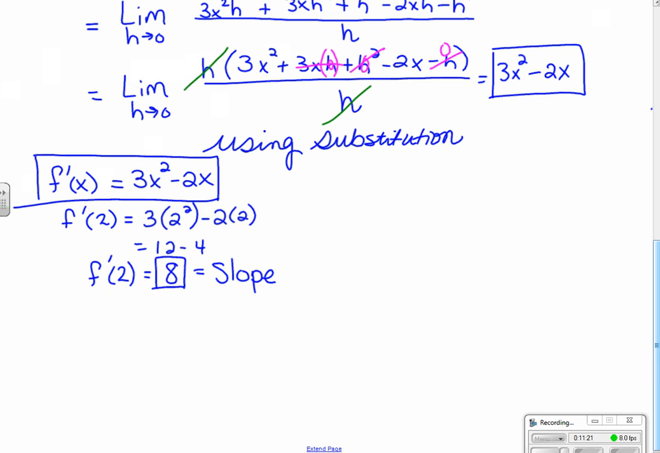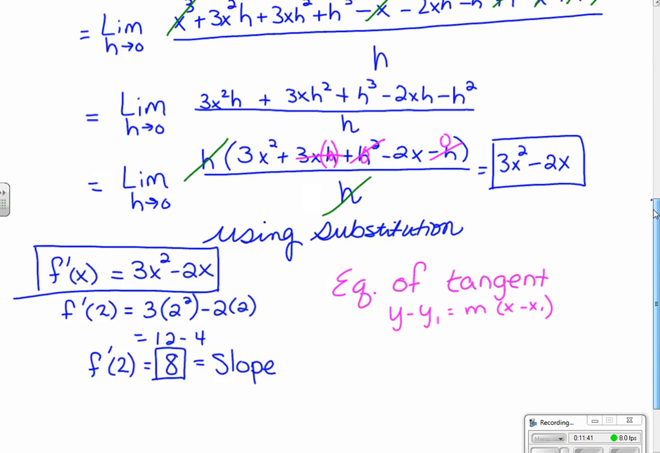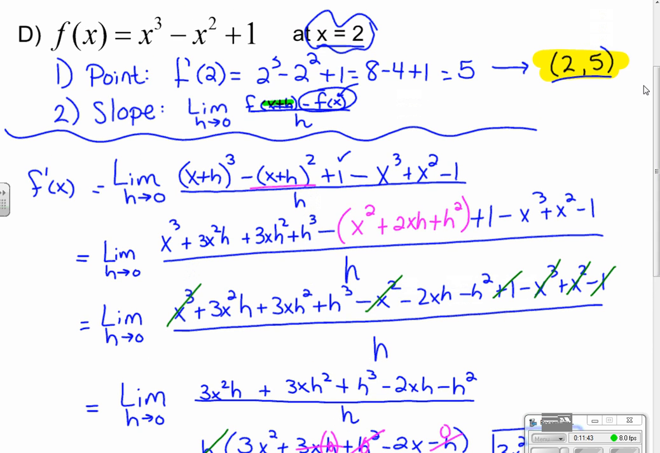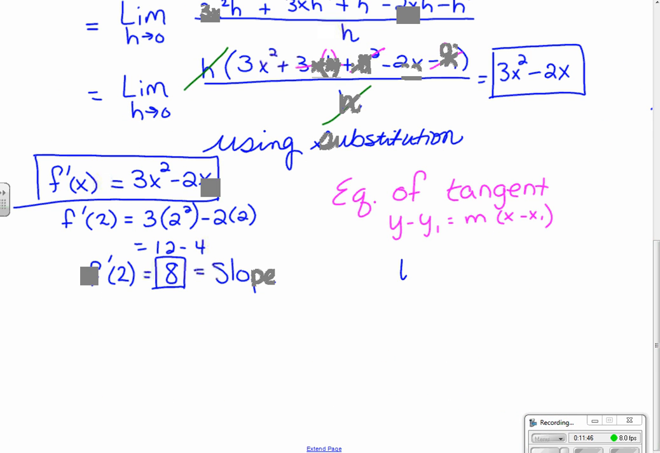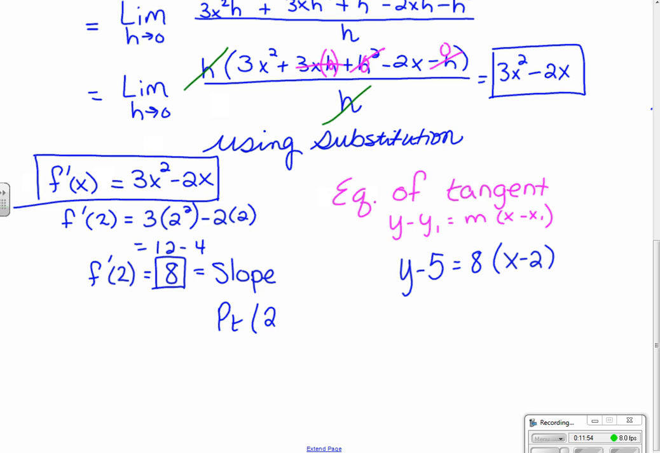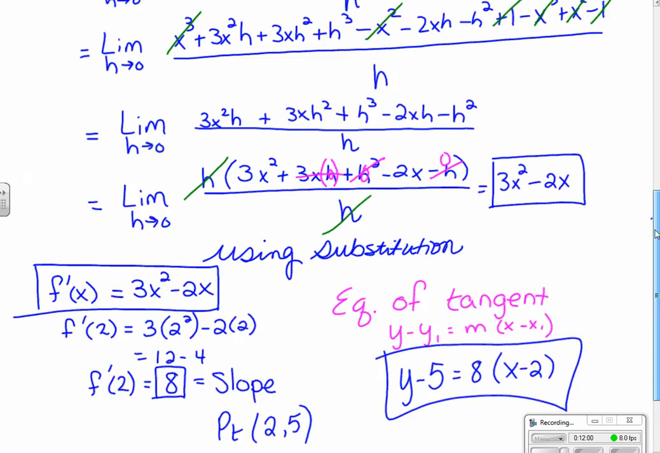This is our slope. To write the equation of the tangent line, we are going back to that y minus y1 equals m times x minus x sub 1, and I put in my numbers. Remember the point, look up on top, we had the point at 2, 5. We had already calculated that. So I'm going to have y minus 5 equals 8 times x minus 2. Our point was at 2, 5. Fantastic. A very long problem, isn't it?